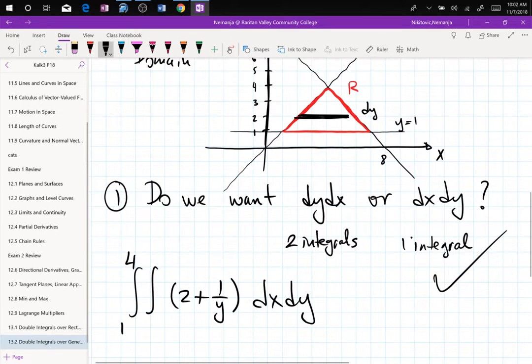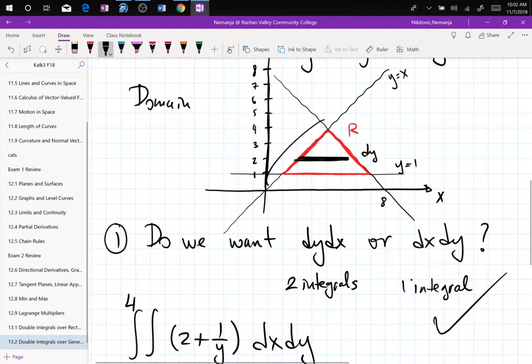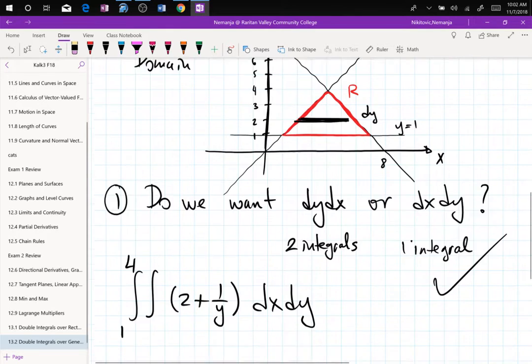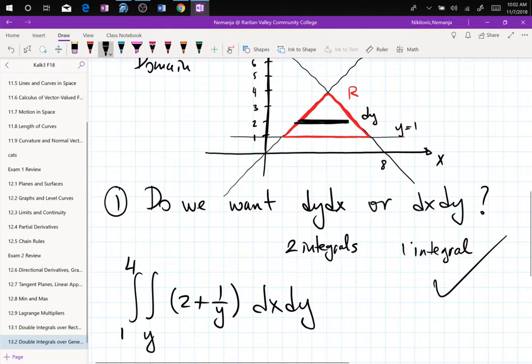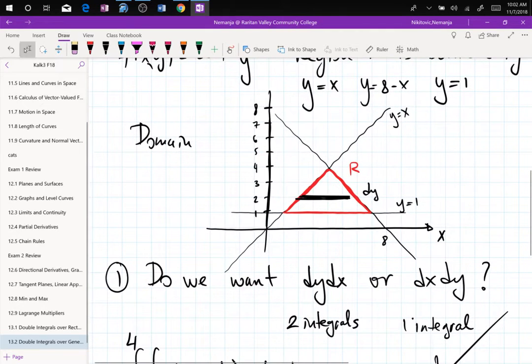So what is the bottom limit equal to? Well, the bottom limit is this side of the line. And that side of the line is y equals x. So what's x equal to? y, exactly. So the bottom limit is y. Great. How about the other side, which is the upper limit?